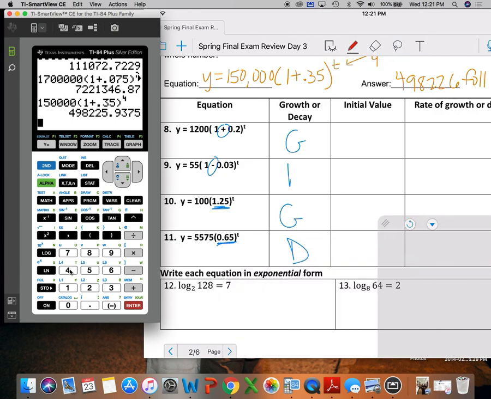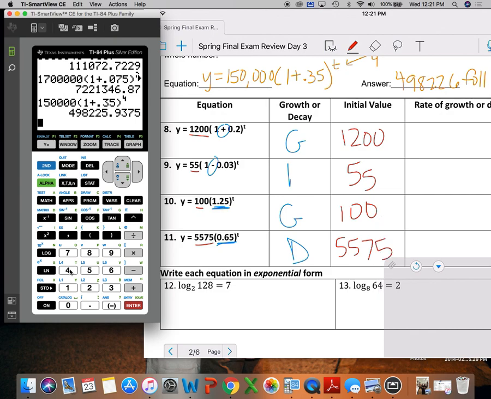Your initial value is that starting number right in front. And then your rate is either what's being added to it, or what made it bigger than 1, or smaller than 1.